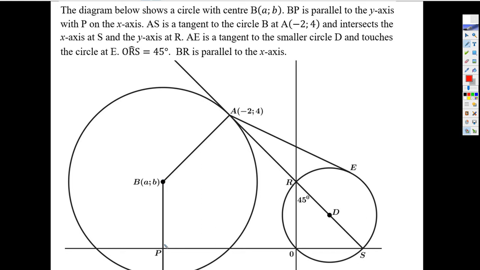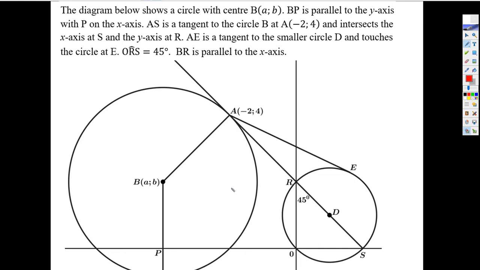So that's important. P is on the x-axis, and AS is a tangent line to the big circle at -2 and 4. And it intersects the x-axis at S, and the y-axis at R. There's the y. AE is a tangent line to the little circle, and it touches the circle at E. And this one's important too.